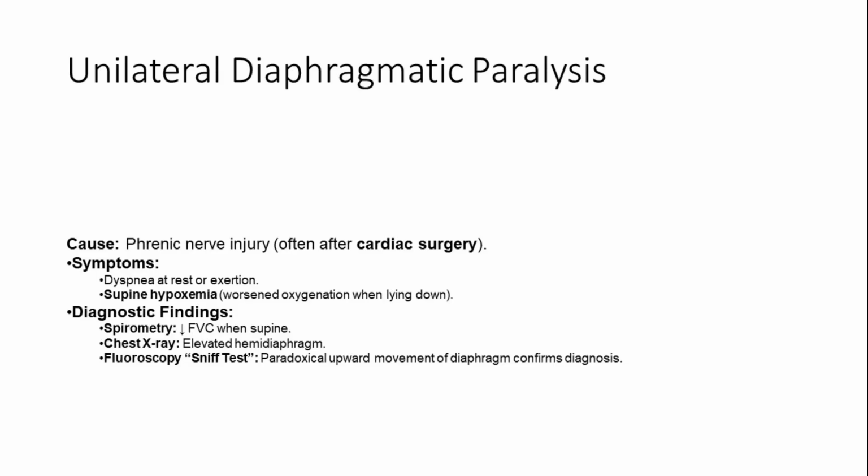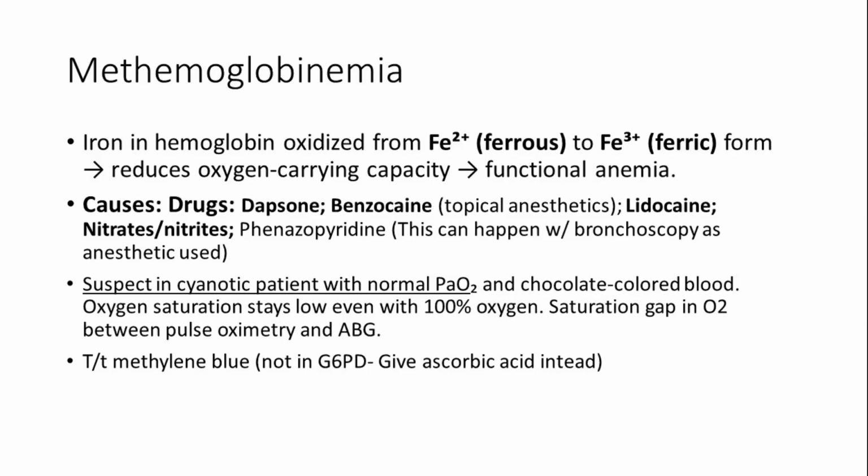Unilateral diaphragmatic paralysis results from phrenic nerve injury, often after cardiac surgery. Symptoms include dyspnea at rest or exertion, supine hypoxemia, worsened oxygenation when lying down. Diagnostic findings include spirometry with decreased FVC when supine, chest X-ray with elevated hemidiaphragm. Fluoroscopy has a positive sniff test, which is paradoxical upward movement of the diaphragm, which confirms diagnosis.